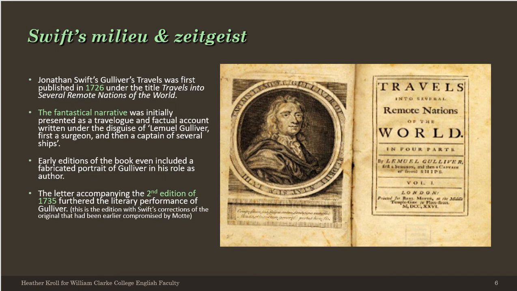So we'll start with Swift's milieu and his zeitgeist. So remember, the milieu is the personal context, and the zeitgeist is the broader spirit of the time, because Geist is spirit and Zeit is time. It's a fabulous word from German. And of course, we can thank a lot of our literary terms to German philosophers. So they have a lot of great philosophers about literary theory, and we've stolen their best words.